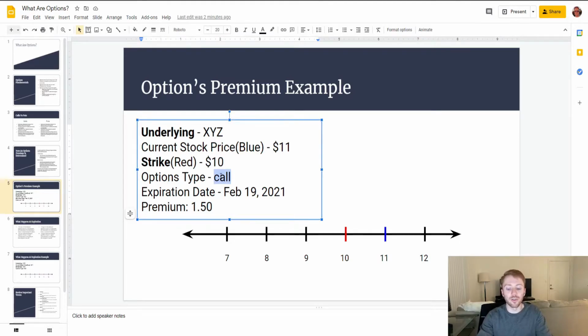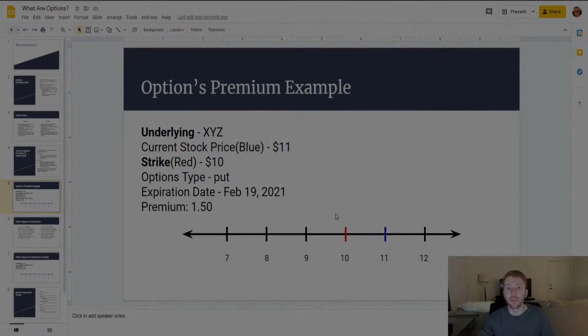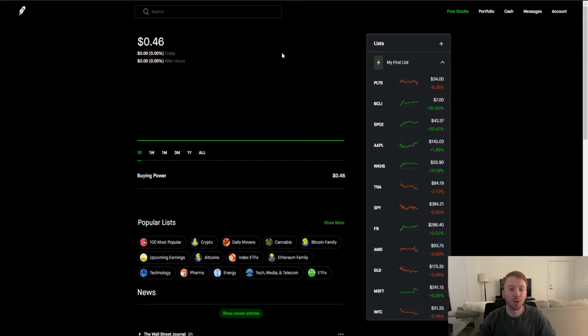Now let's take a look at the inverse of this. Instead of a call, if this was a put, again, we'd run through the same steps. Is this put in the money or out of the money? Well, since the current stock trading price is above our strike price, this put is 100% out of the money. Thus, we can infer that $1.50 of this premium is extrinsic value. And if the stock price does not drop below the $10 strike price, this option will expire worthless on February 19th, in a month.